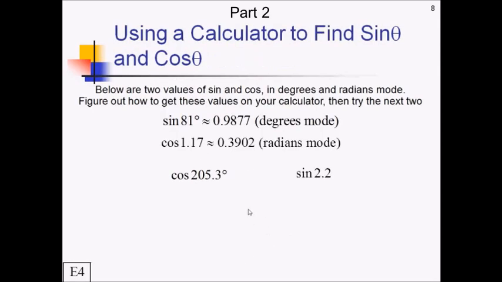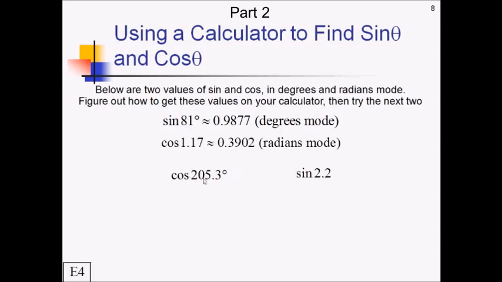For this next part of our lesson, we're going to figure out how to use our calculator to find values of sine, cosine, and all of the other values, or at least use them in a calculator. So below I've given you two values of sine and cosine in degrees and radians mode. See if you can get these values. So sine of 81 equals 0.9877 and cosine of 1.17 equals 0.3902. See if you can get these values by yourself on your calculator. And then go ahead and try these next two when you feel comfortable with the first two that I've given you here. All right, let's see if this worked out for you.